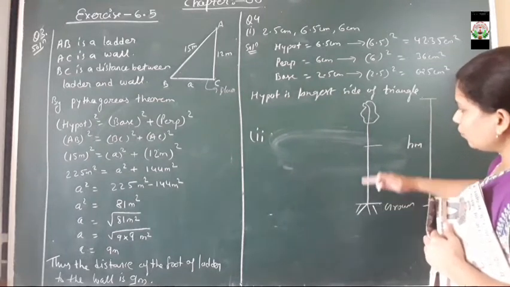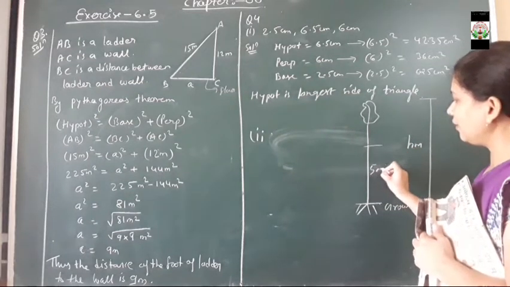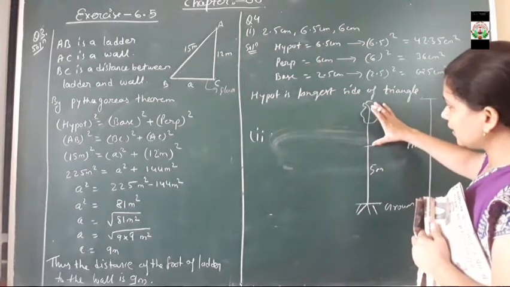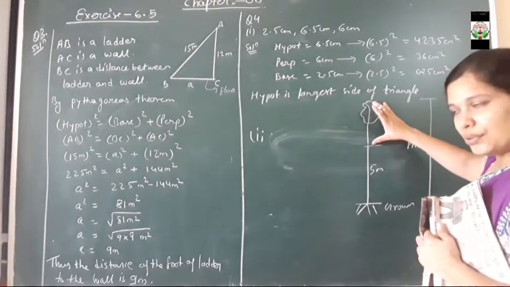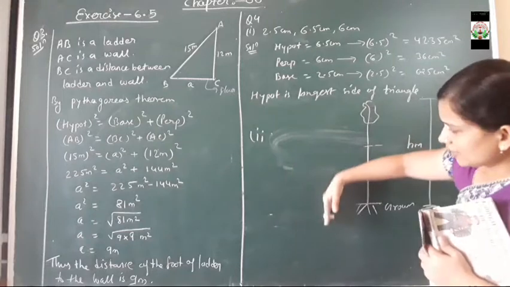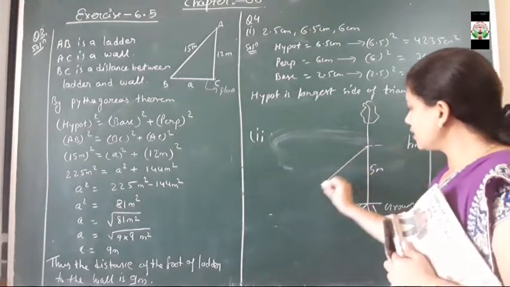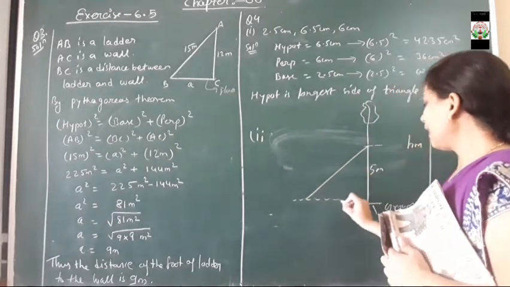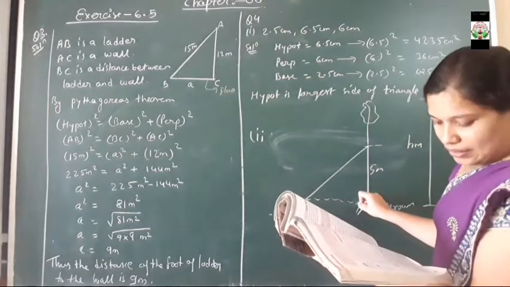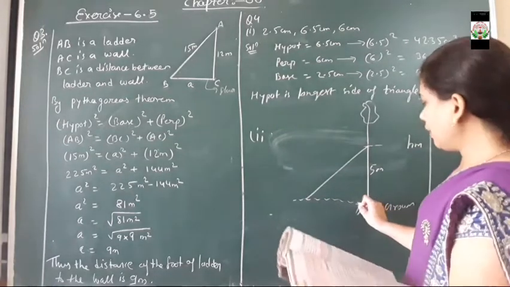Then from the ground, at some 5 meter height, the tree is broken. That means यहाँ से यहाँ तक part टूट गया है. So टूटने के बाद ये जो tree ये part है वो नीचे ऐसे गिर जाएगा. So that touches the ground, and 12 meter from the base of the tree.